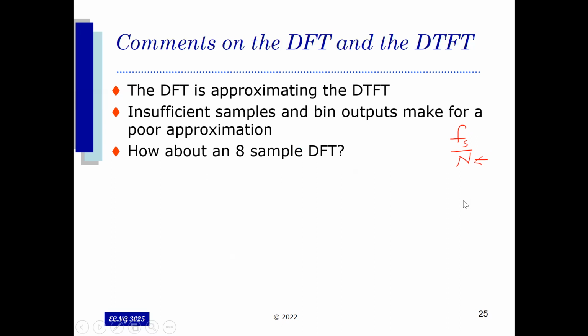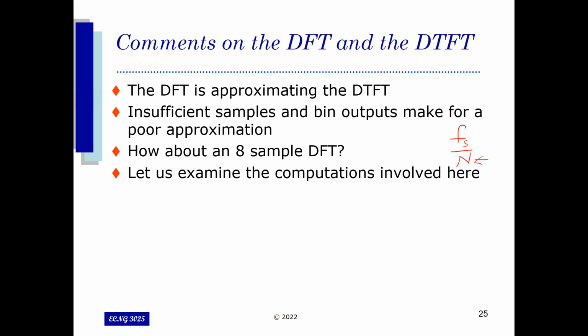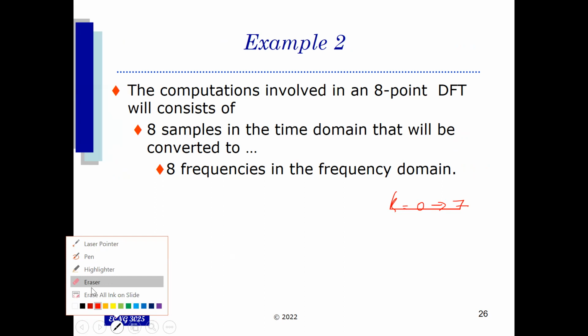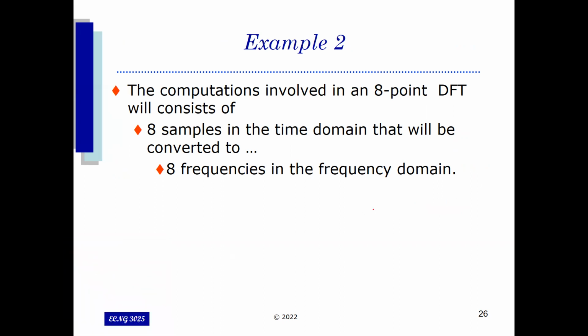So about an 8 sample. If I take 8 samples now, let's see what that will do in terms of the computations. 8 samples of time to map 8 samples in the frequency domain. So n, k is going to run 0 to 7. K is going 0 to 7, N is going 0 to 7. So in terms of the twiddle factors, this is 8, this is 8, total of 8. So we have to calculate a total of 64 twiddle factors in this case.